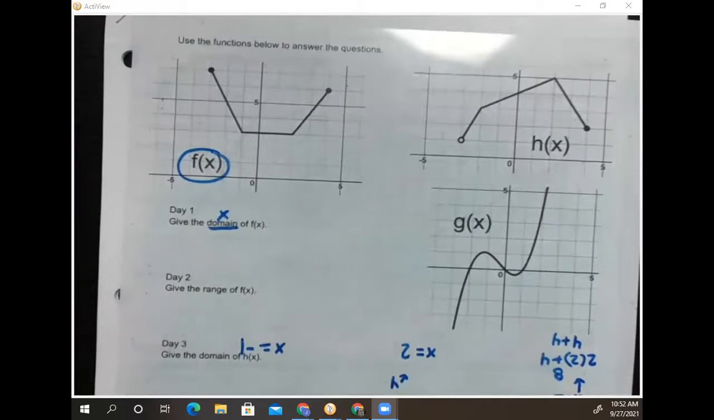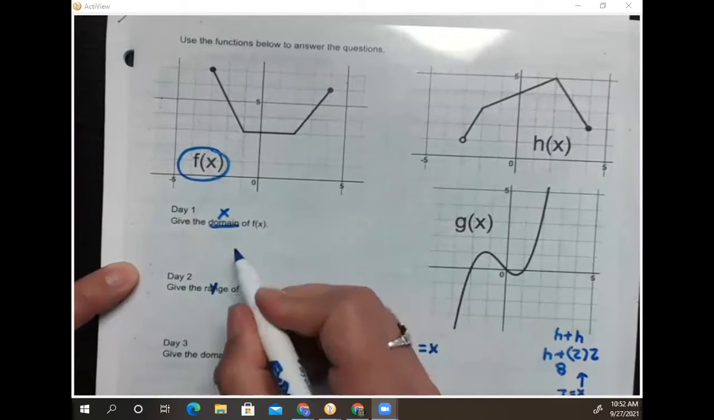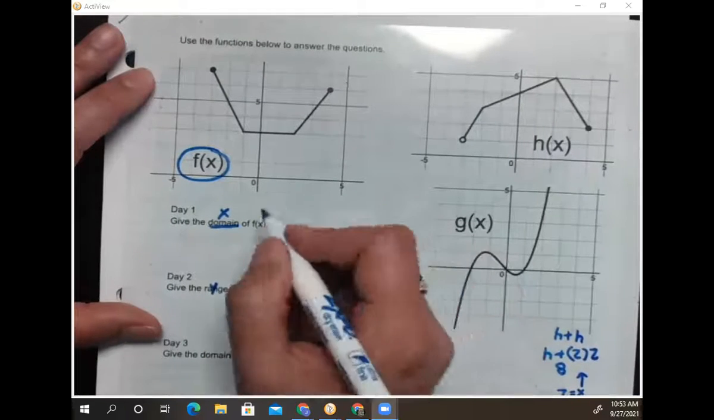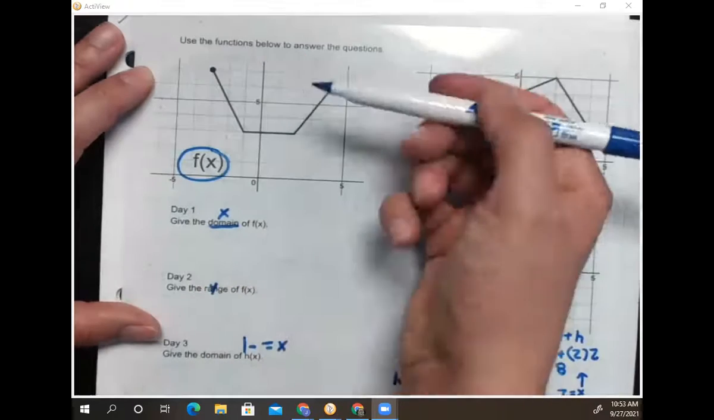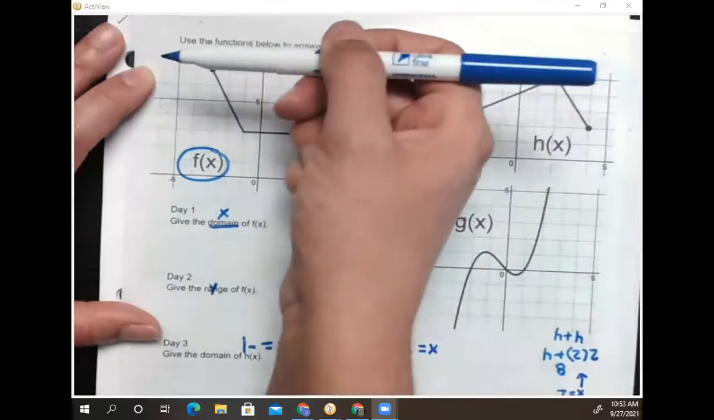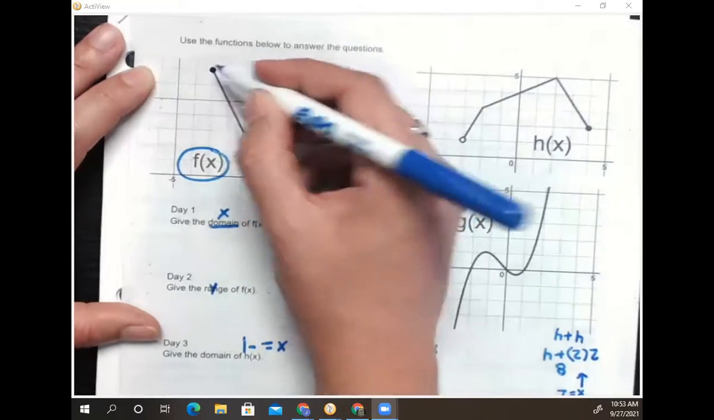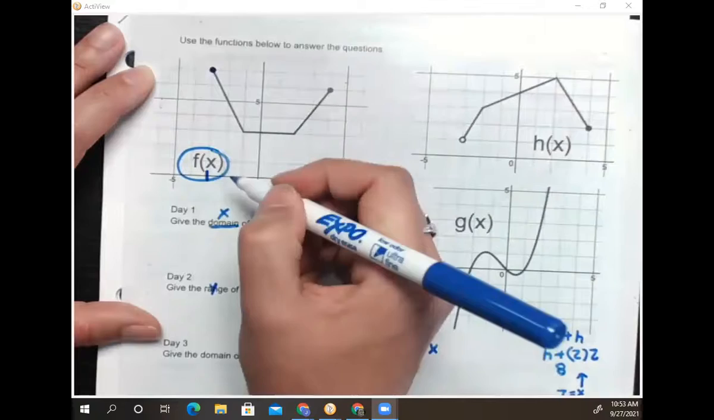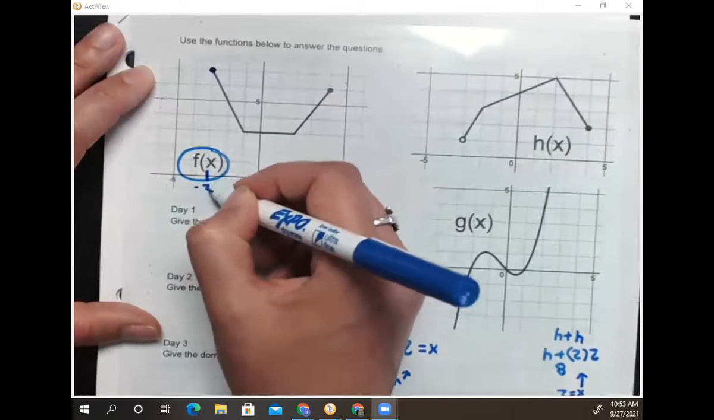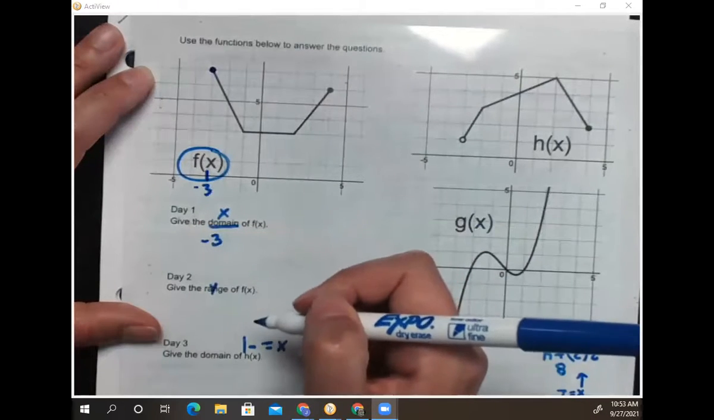Tomorrow, we're going to look at the range of f of x, and so then we'll look at the y values. But for today, we're looking at x. So our lowest x value we can possibly have would be the point that is farthest to the left. So that'd be this guy right here. Notice it's a filled in point, and it is a point on the graph. So that x value is 1, 2, 3, -3. So my smallest x value is -3.